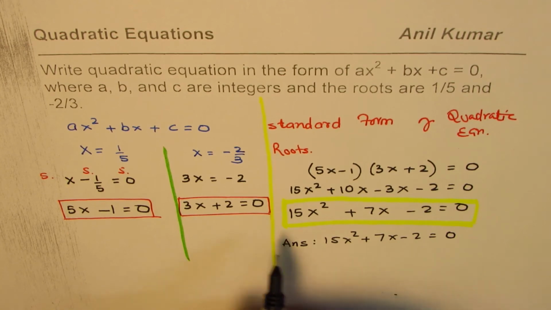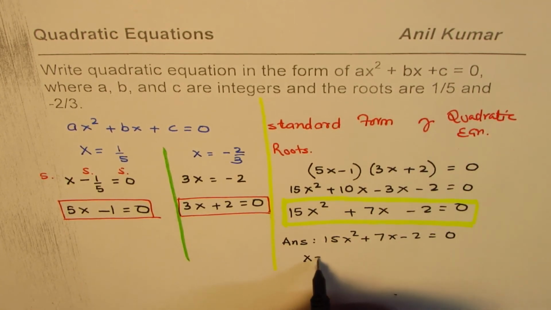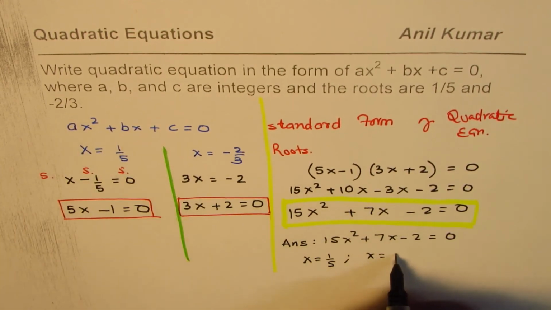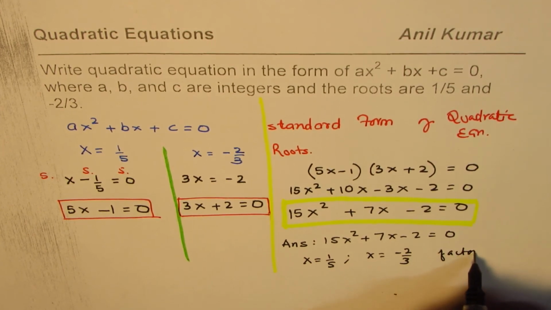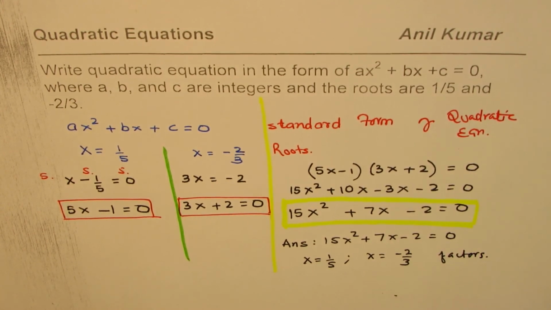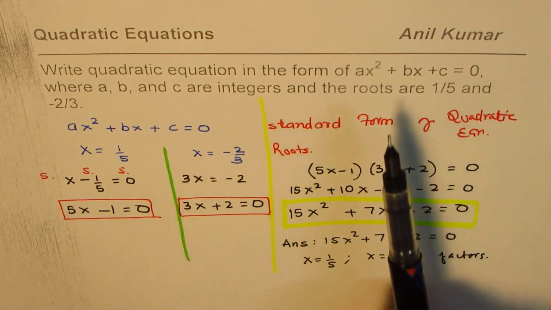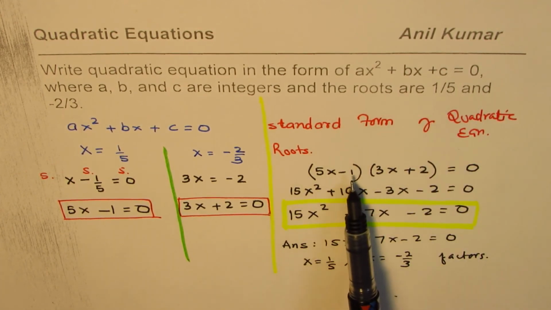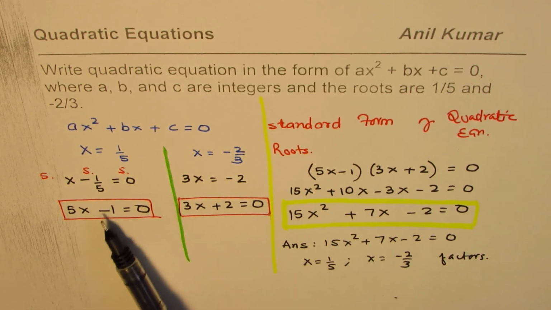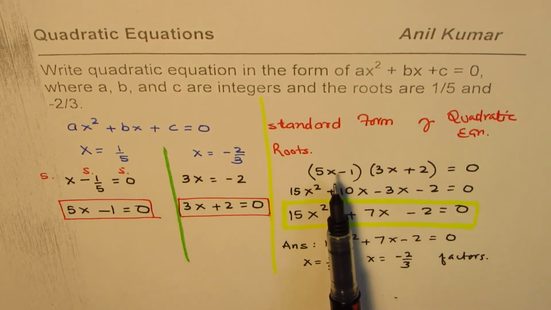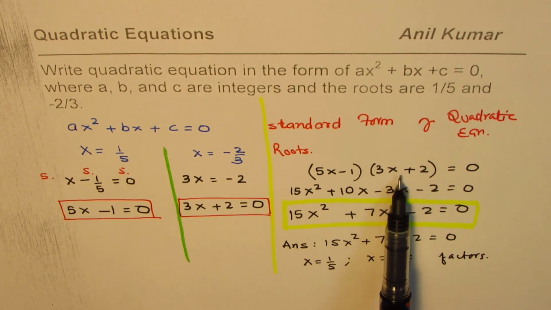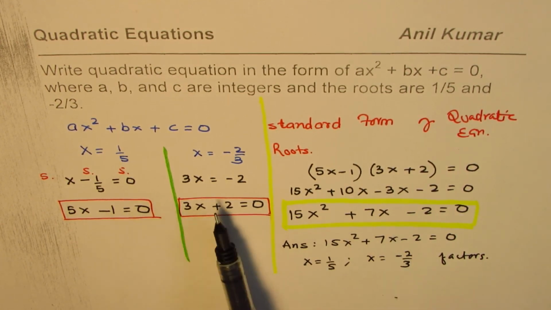You can always check that if you substitute x equals 1 over 5 or x equals minus 2 over 3, you'll get 0. So these two are factors for the given quadratic equation. So what you have learned here is, given the roots, we could straight away write 5x minus 1 and 3x plus 2, but the concept is shown here, right? So I hope that makes some good connection and helps you to understand how at times we directly write down these two factors and solve to get the answer. But here is the concept.